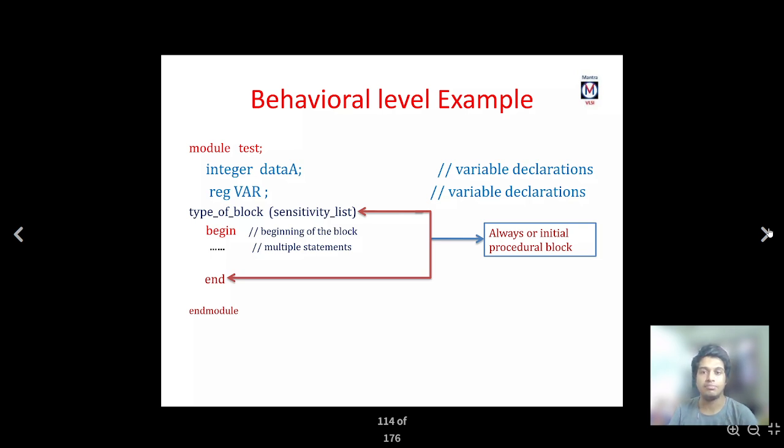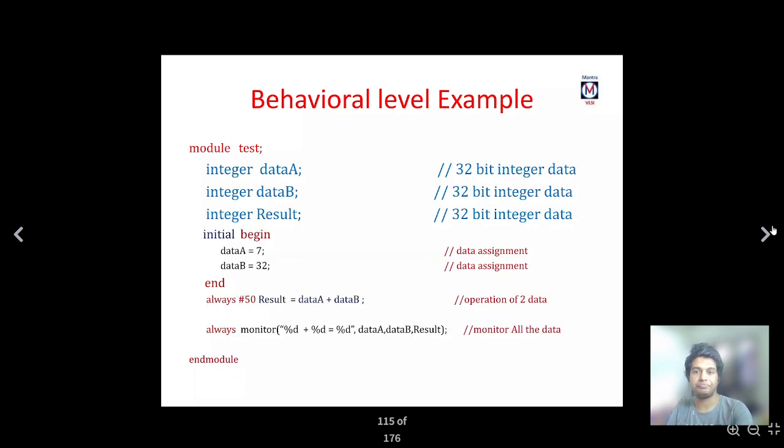Behavioral level example. For example, module test with integer data A and register var. The type of block, sensitivity list, beginning of the block and multiple statements in an always procedural block. Behavioral level example of them.